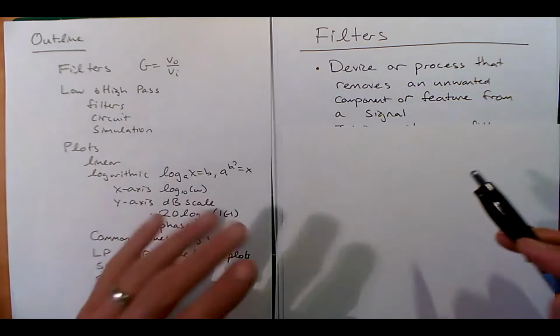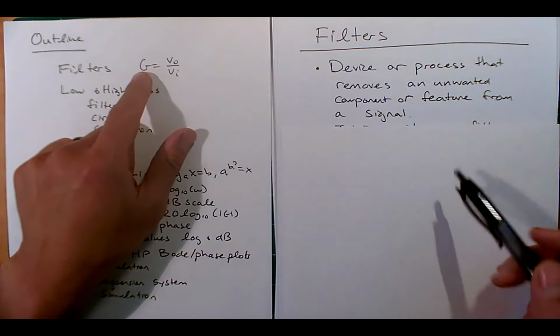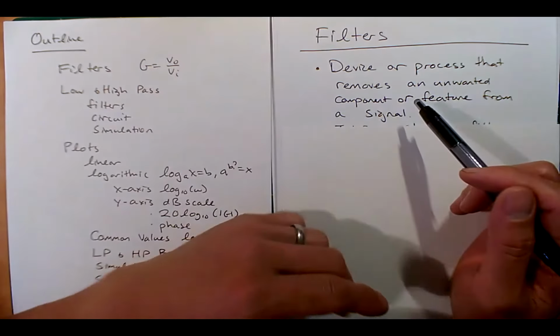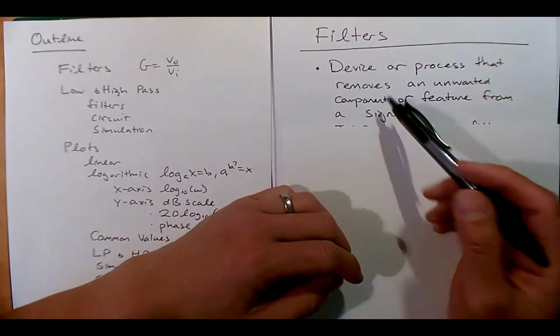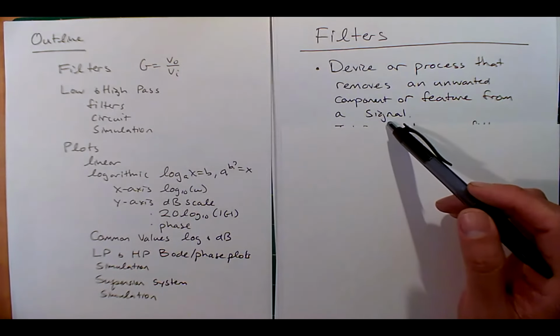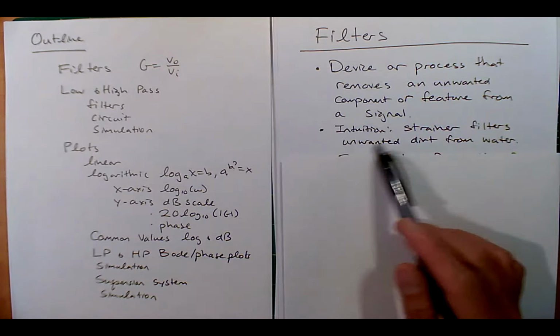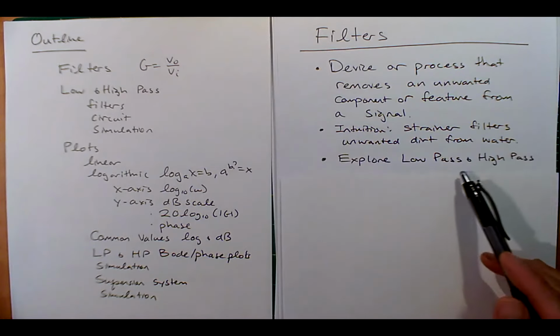Okay, the first thing is, well, what's a filter? And we're going to represent it by this variable G. Okay, and when you hear a filter, you think of like a strainer or something, like you're getting rid of something that's unwanted. So it's a device or process that removes an unwanted component or feature from a signal in our case. And so, like I said, a strainer filters unwanted dirt from water, let's say.